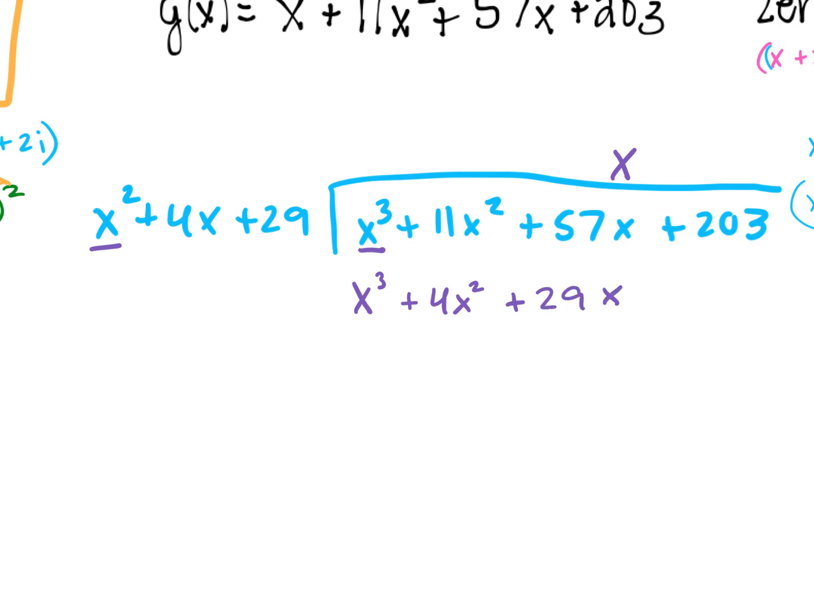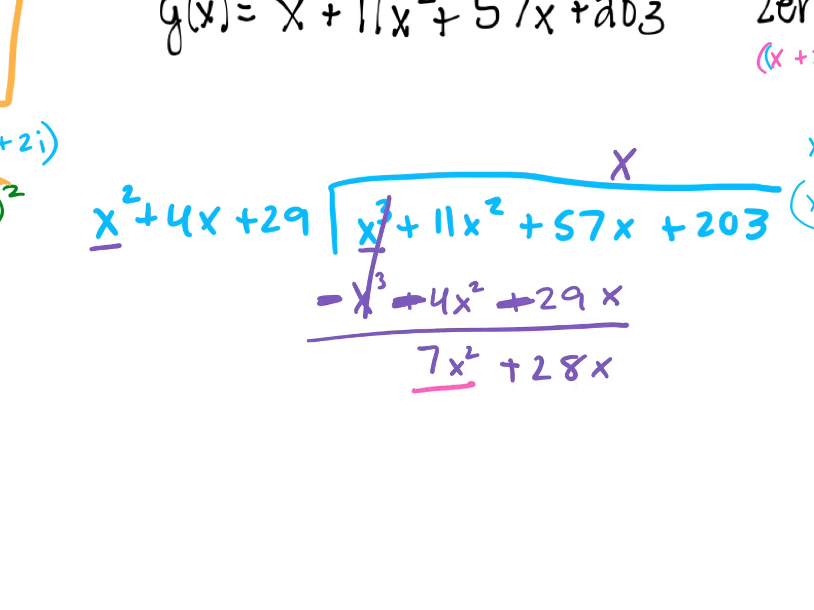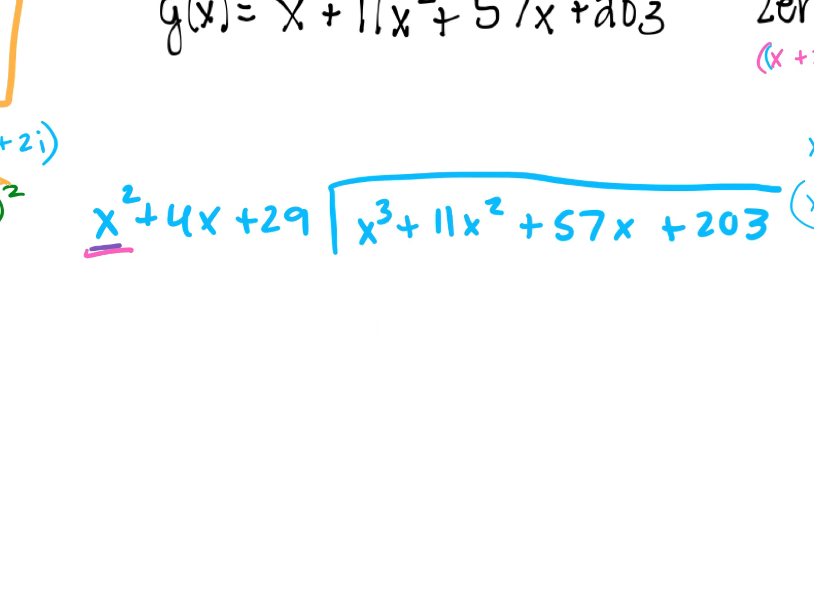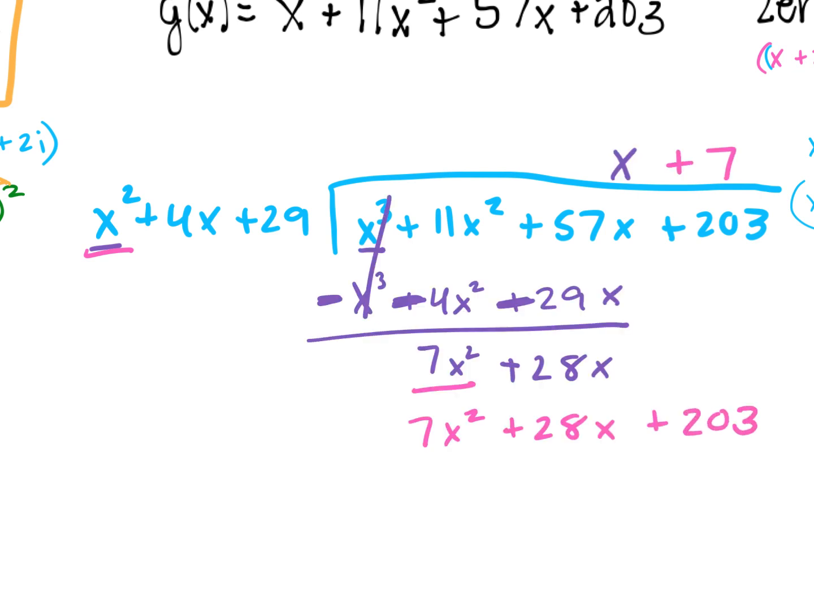Step 3, change the signs and combine. So x cubes cancel. This would be 7x squared plus 28x. What's next? Divide again. 7x squared divided by x squared, 7. Then we multiply 7 times x squared plus 4x plus 29, which gives 7x squared plus 28x plus 203. Last step, change the signs and combine.